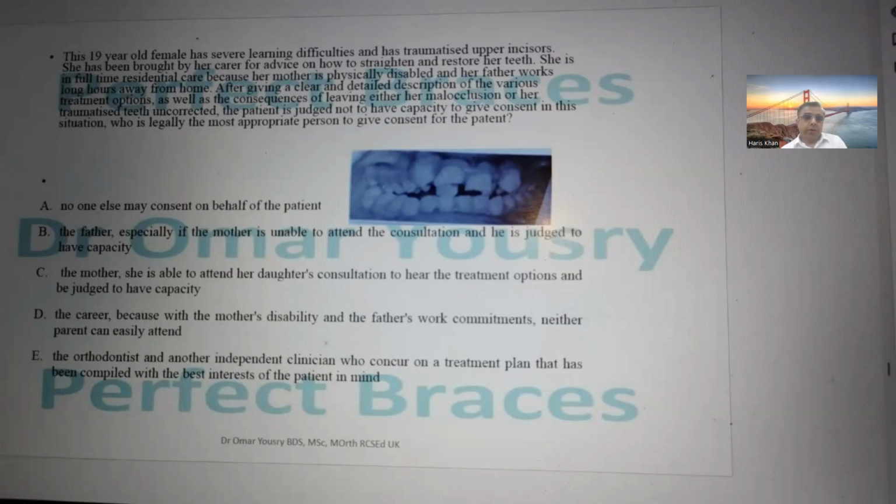After giving a clear and detailed description of the various treatment options, as well as the consequences of leaving either the malocclusion or traumatized teeth uncorrected, the patient is judged not to have capacity. Who is legally most appropriate, because she is in full residential care? So no one else can consent. The father no, the mother no, the carer because of mother's disability and the father's work commitment, the orthodontist and other colleagues plan for the patient.